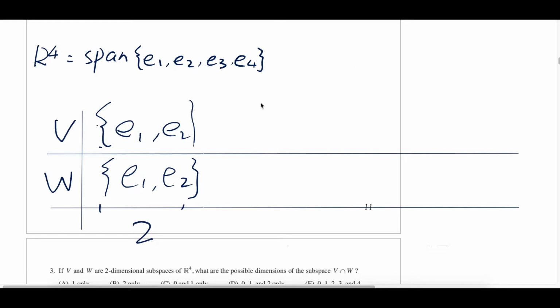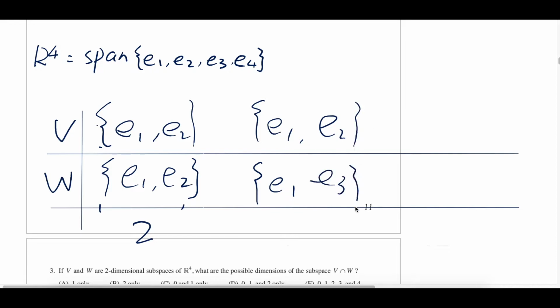The second case is when they only have one thing in common, let's say E1. Both of them have E1, and then E2 for one and E3 for the other. So if we take the intersection, the dimension is going to be 1.